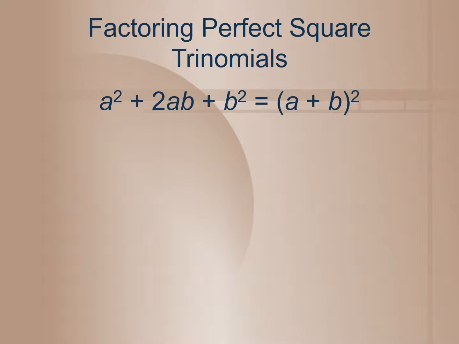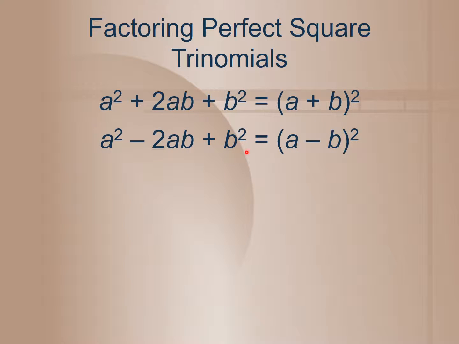So let's look at a squared plus 2ab plus b squared. So I have perfect squares for my first and my last term, and then I have 2 times the square root of the first and last term. So since I have that, I know I can rewrite that as the square of sums with the square root of the first term and the last term is what's being added.